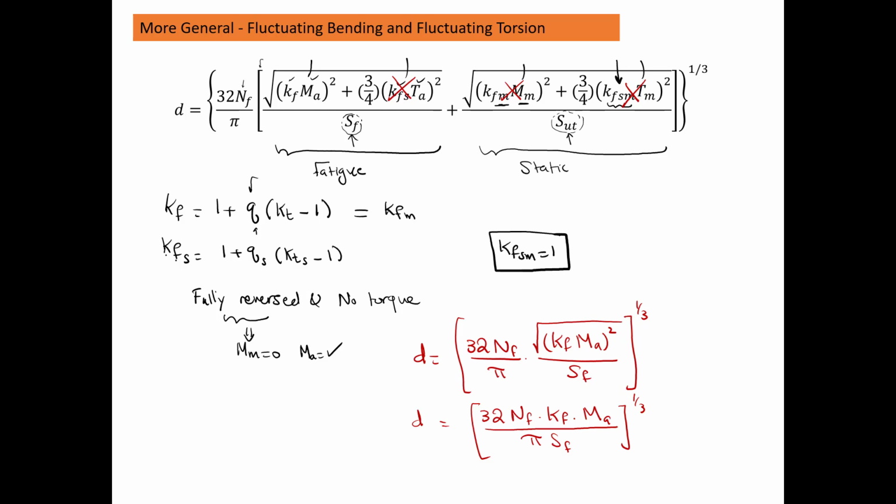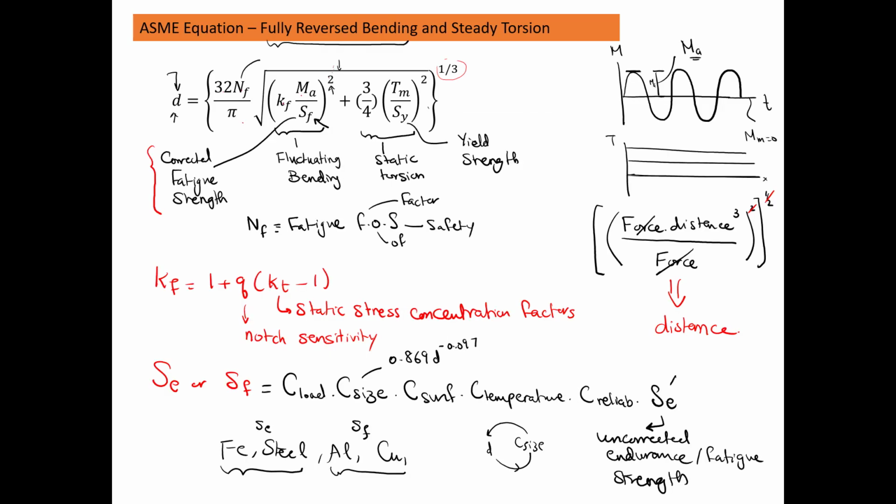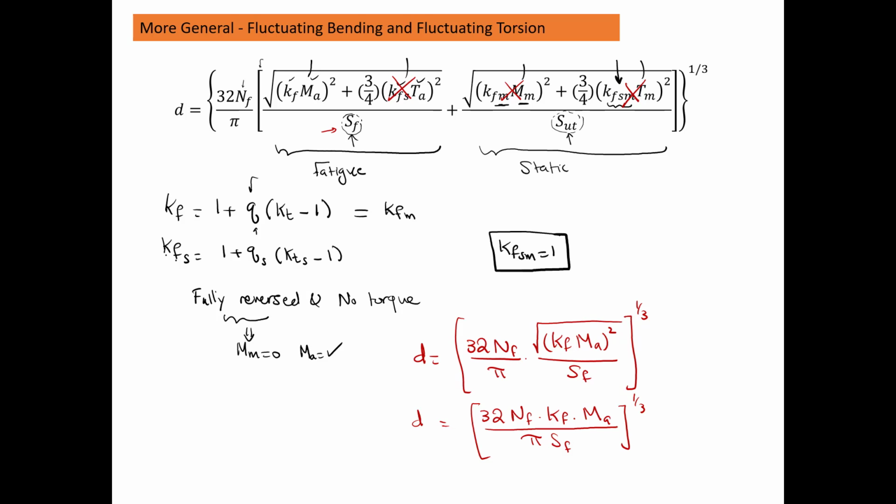Okay, so again, we're back to what's Sf? It's the same as we defined here, all these factors, and C size as a function of the diameter. So again, I need to make that initial assumption for the diameter, find the diameter, and then plug it in my equation to evaluate the endurance or fatigue strength, and then find the calculated value for D.